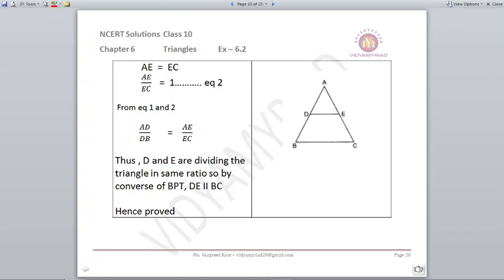In both equation number 1 and equation number 2, it is equal to 1. So we can equate them: AD upon DB will be equal to AE upon EC. Thus we can say that D and E are dividing the sides of the triangle in the same ratio. So by converse of BPT, we can say that DE is parallel to BC, and hence we have proved it.